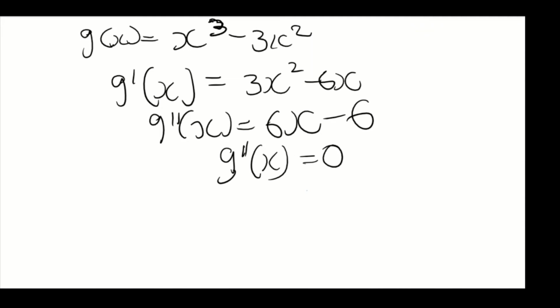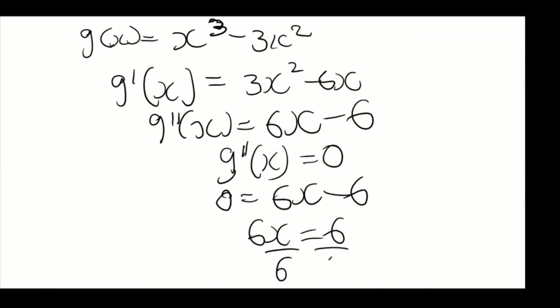We equate to 0, then 0 is equal to 6x minus 6. Transpose the 6 to the other side, you have 6x equals 6. Divide by 6 on both sides, so therefore x is equal to 1. So this is the x value of the point of inflection, right? We're going to use it to interpret the concavity.